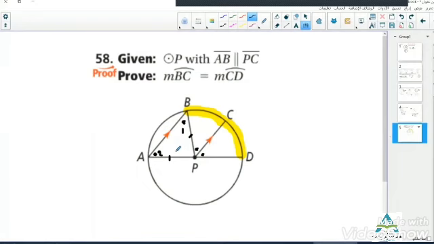Measure angle 1 equals the alternate angle here, so they are the same measure. So measure angle B equals measure BPC. Both of them are alternate, letter Z. And also measure angle 2 equals measure CPD, corresponding. Because these two are equal due to the isosceles triangle, these two will be equal. So the measure of this arc will equal the measure of this one. You get the idea?